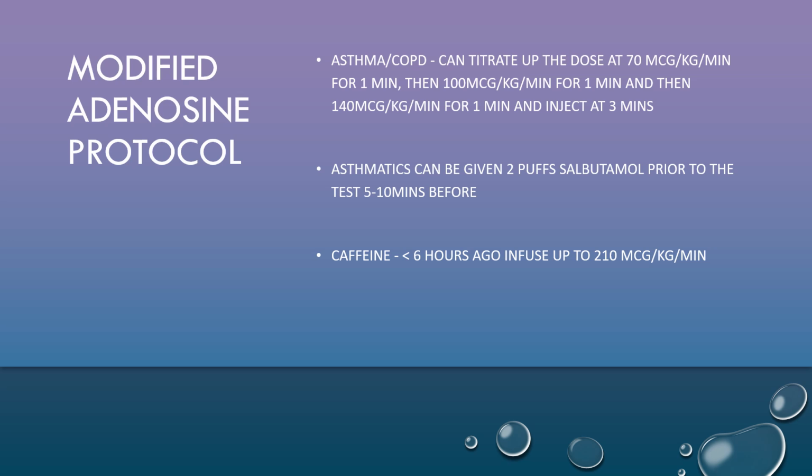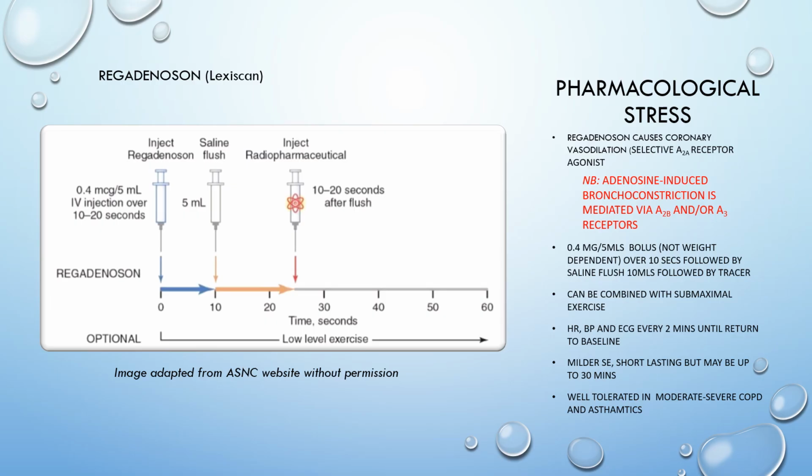Asthmatics can also be given 2 puffs of salbutamol 5 to 10 minutes before the test, and hopefully they should be able to take care of any bronchoconstriction. And if the patient has had caffeine less than 6 hours before the test, we can ramp up the dose to 210 micrograms per kg per minute.